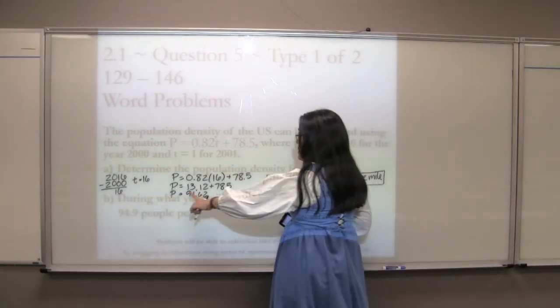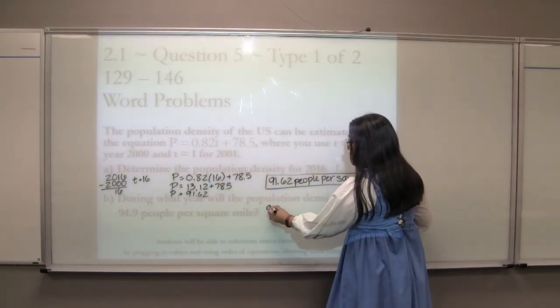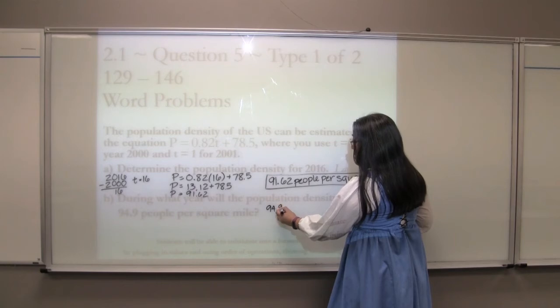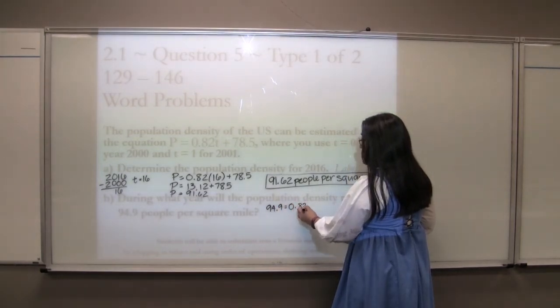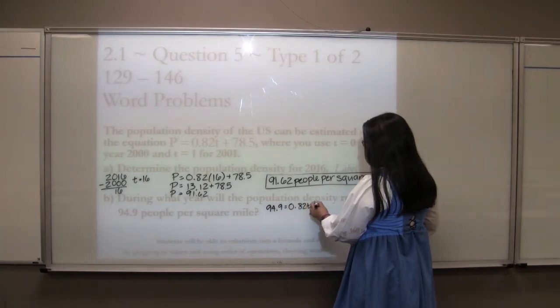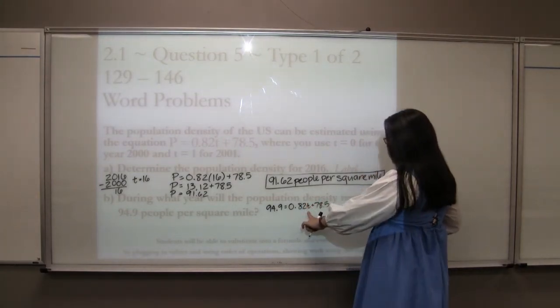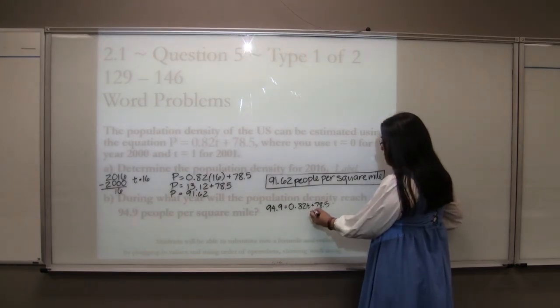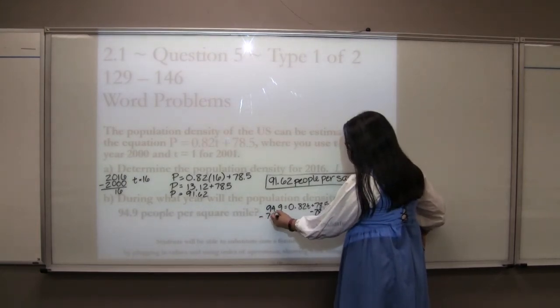You'll notice that this is a p number. So we're going to plug that in for p. We get 94.9 is equal to 0.82t plus 78.5. I need to isolate the t, so I'm going to get rid of the plus 78.5 by subtracting on both sides, showing this awesome work, which is very important.